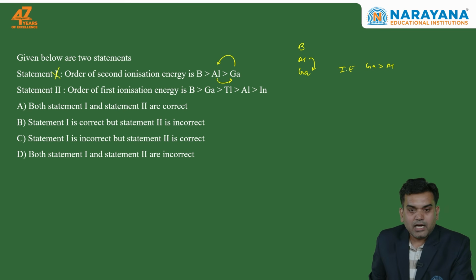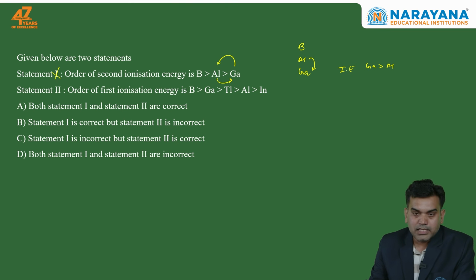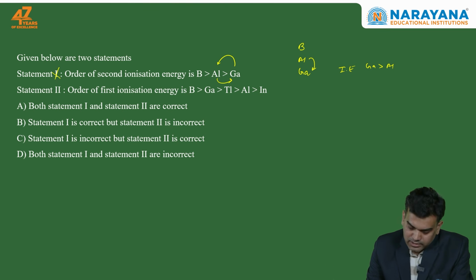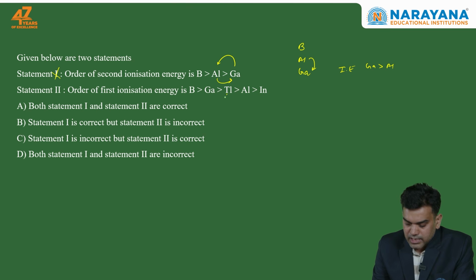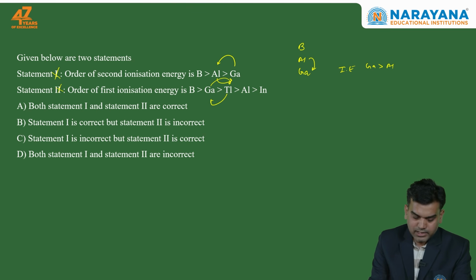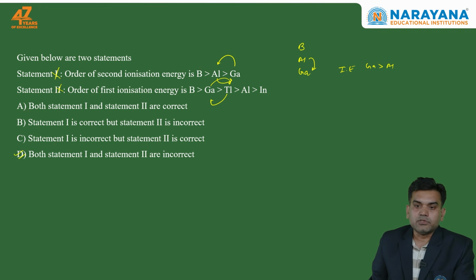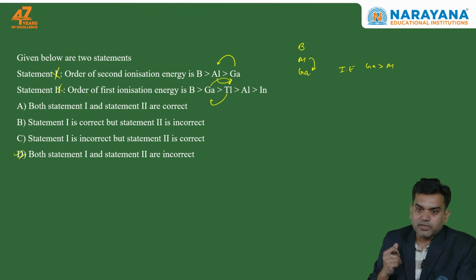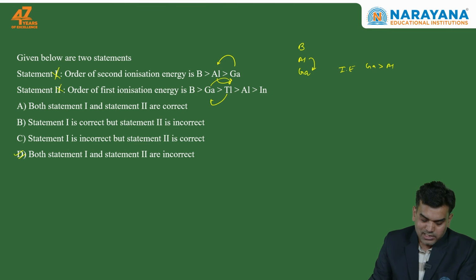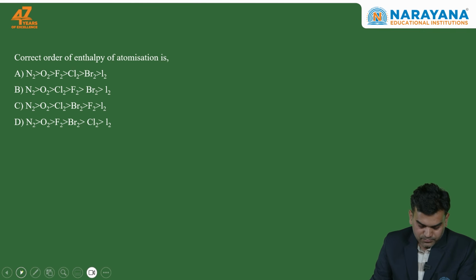Statement 2: the order of first ionization energy is boron, gallium, thallium, aluminium and indium. In this also, the correct order has thallium coming over here and gallium over here. So this is also incorrect. So in this question both statements are incorrect. It is the general properties of group 13, mostly enthalpy of ionization and size, that they always ask about. So the two important properties of group 13 are their enthalpy of ionization as well as their size. Size also decreases when we move from aluminium to gallium. The size of aluminium is larger than the size of gallium. That you should remember. Okay, next question.